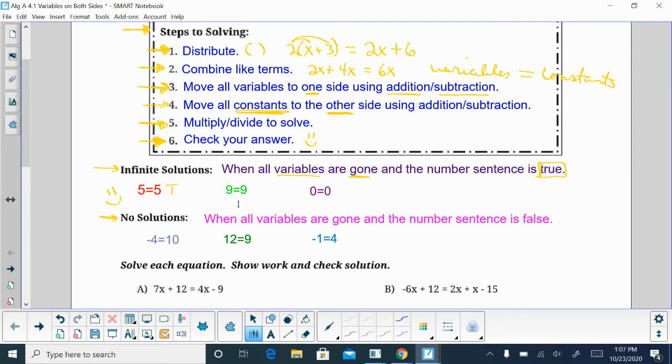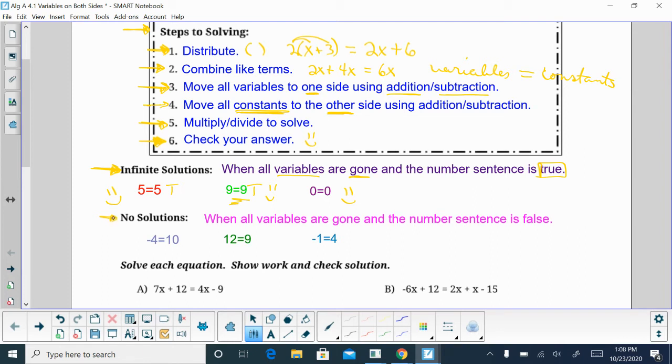And if it works out and I wind up getting 9 equals 9, left side equals the right side, and no letters involved, another true statement. Or something like 0 equals 0. That would be infinite solutions. No matter what I put in for my variable, the left side's always going to be equal to the right side. A constant equals a constant, the same constant.